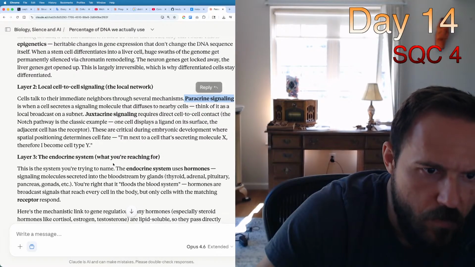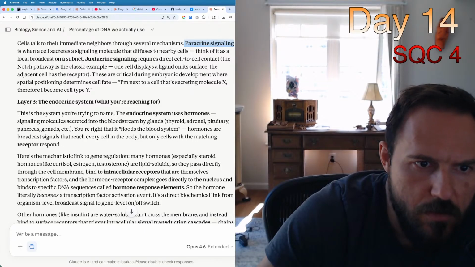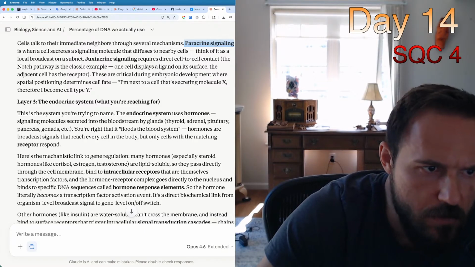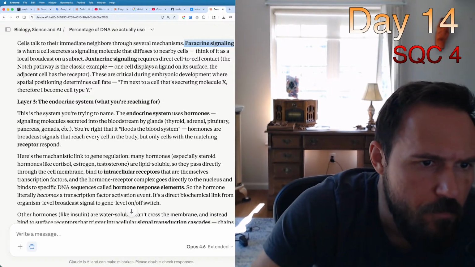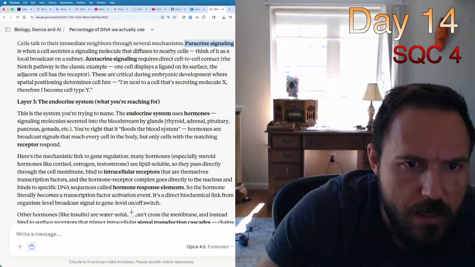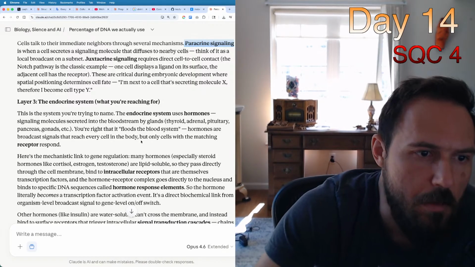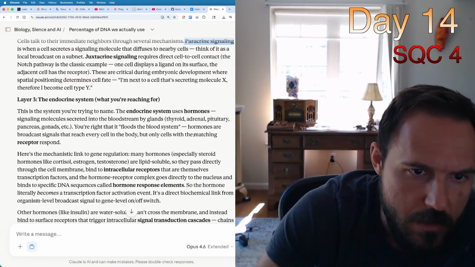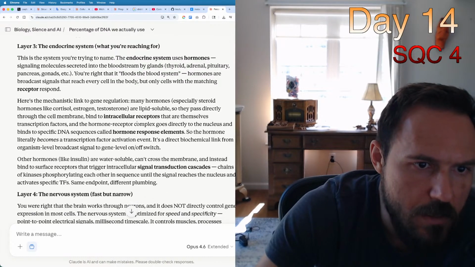Endocrine system. What are you reaching for? This system you are trying to name, the endocrine system, uses hormones. At the end, secreted into the bloodstream by glands: thyroid, adrenal, and so on. You're right, that floods the blood system. Hormones are a broadcast signal to a receptor, then the mechanical inclusion.